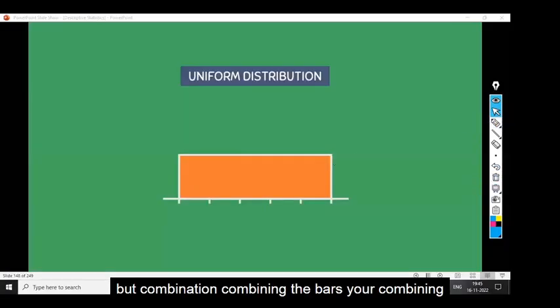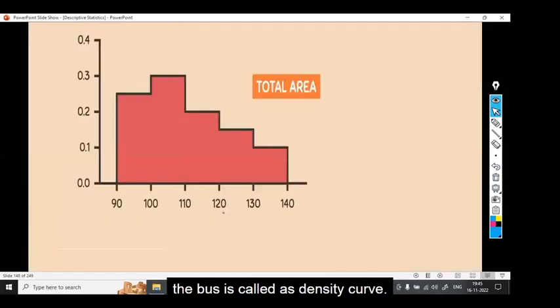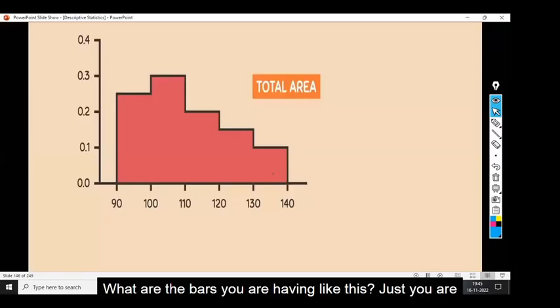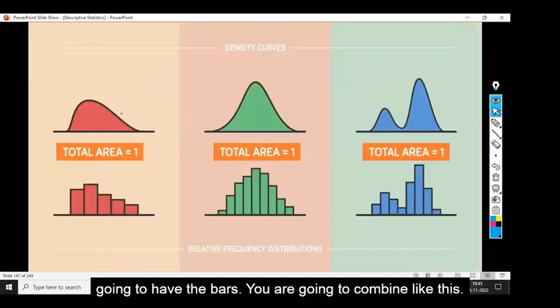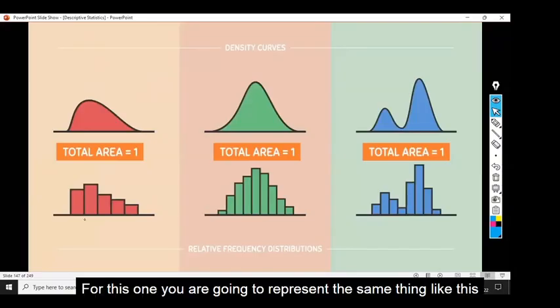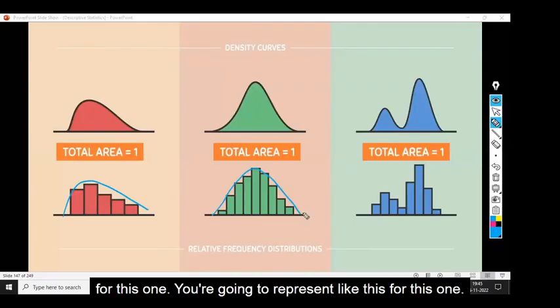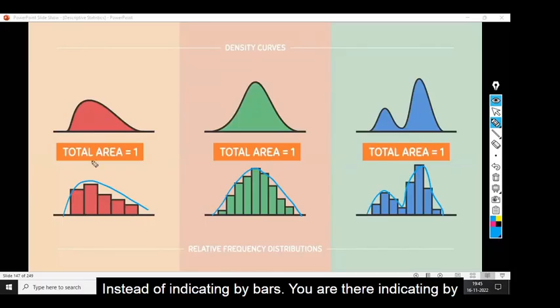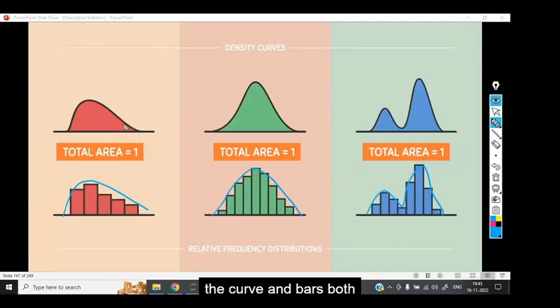A density curve is nothing but combining the bars. You are combining the bars, and that is called a density curve. Okay. Whatever bars you are having like this, you are going to combine them like this. For this one, you represent it like this. For this one, like this. For the same bars, instead of indicating by bars, you are directly indicating by the curve. Curve and bars are both the same.